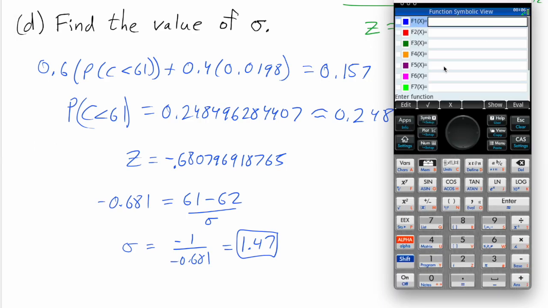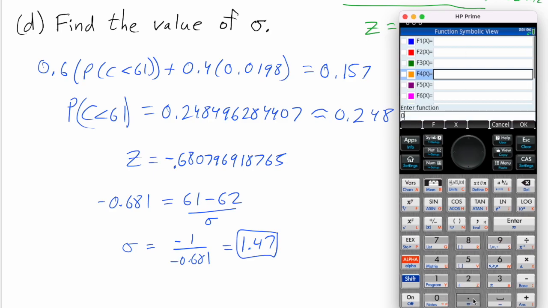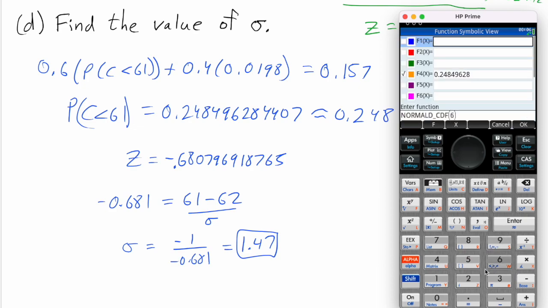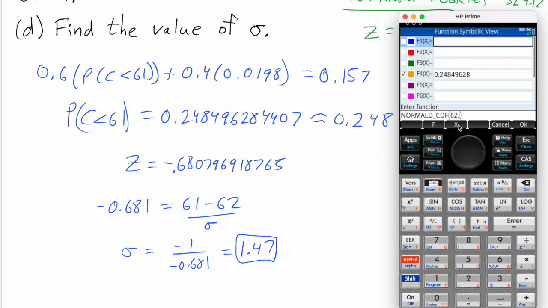So I'm going to go to the app here, and we want to solve that equals 0.248. So we're going to graph 0.248. Actually, let's use more of the digits. 0.24849628. That should be enough. I'm going to do that in F2, but anyway, it doesn't matter. And we type this directly in there. So that is a cumulative normal. The mean is 62. The standard deviation is x, because we don't know what that is, and 61.